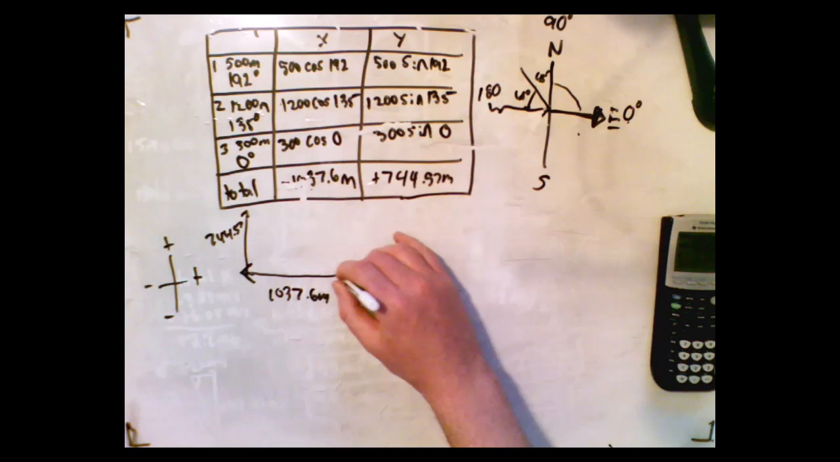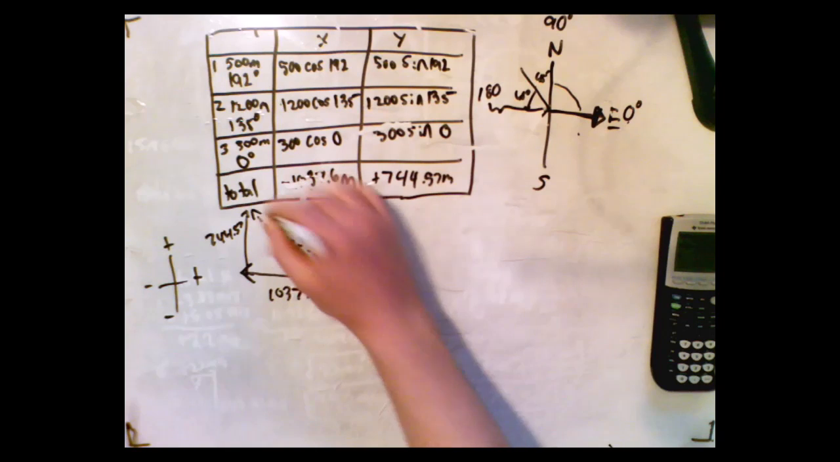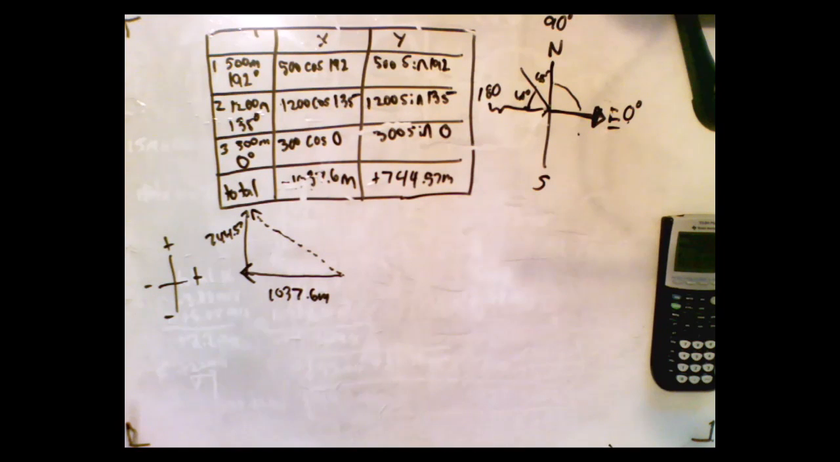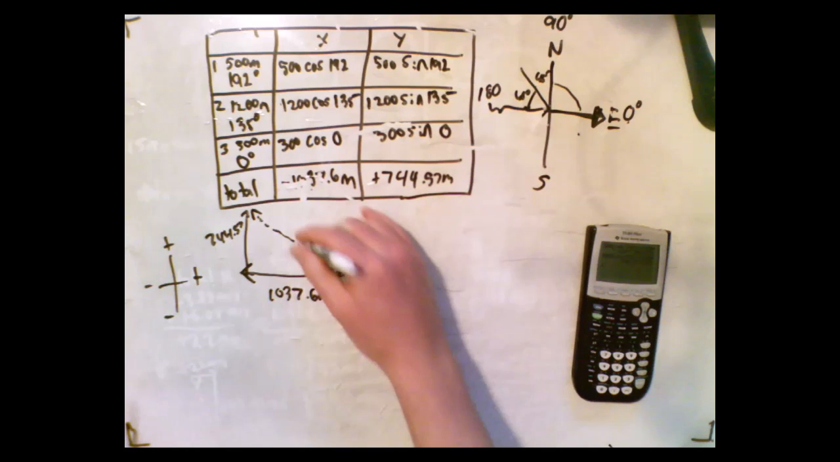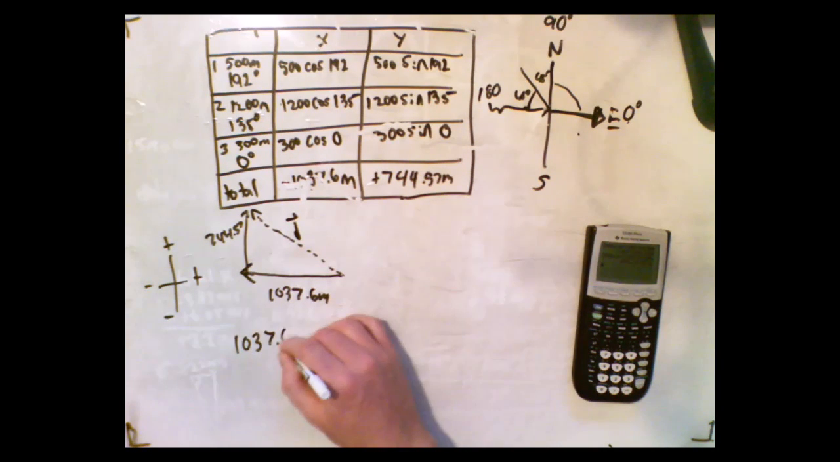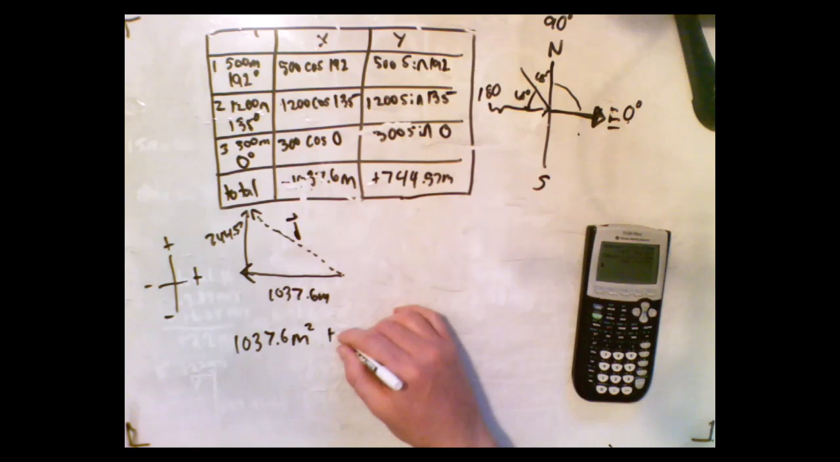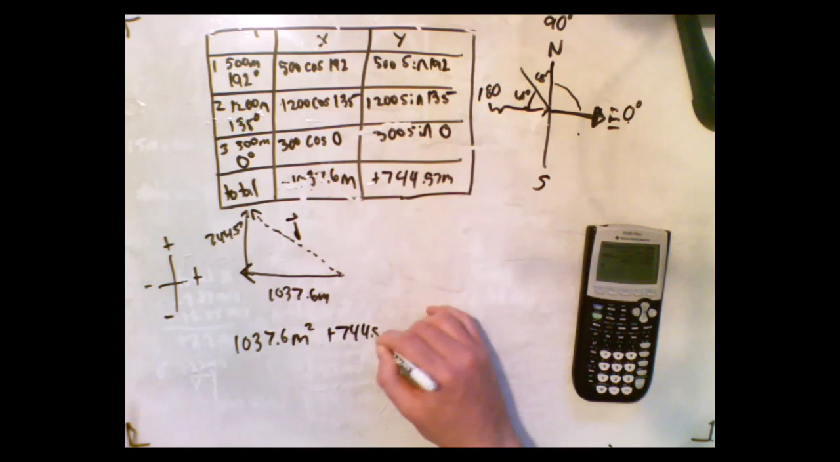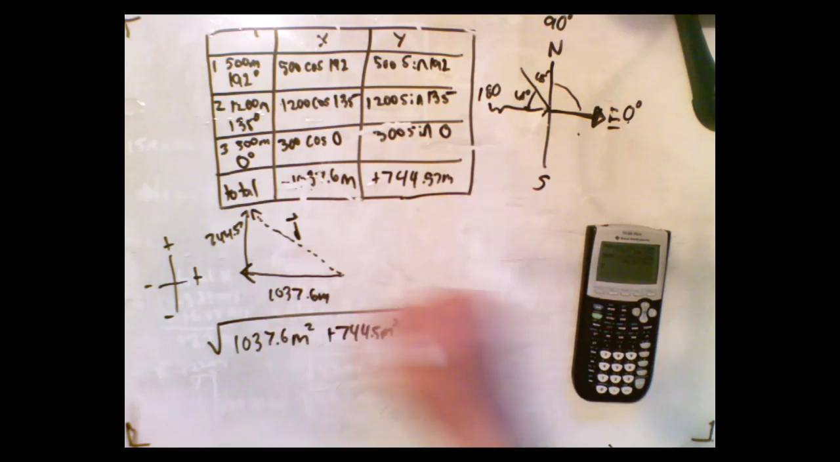And remember, don't have any positives or negatives on there. It's just going to throw you off in the long run. Okay, so this is our total displacement. So we have to go 1037.6 meters squared plus 744.5 meters squared, and then square root it.